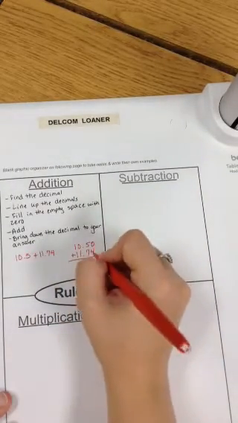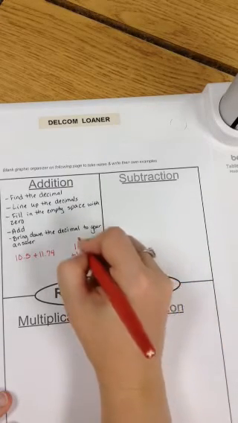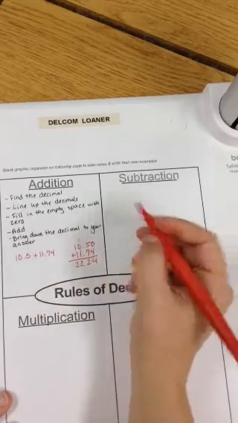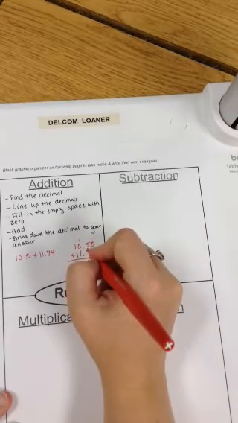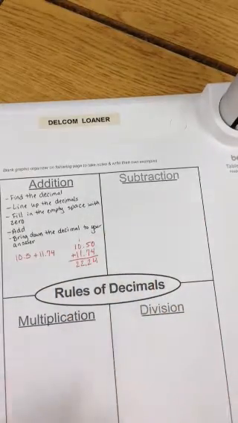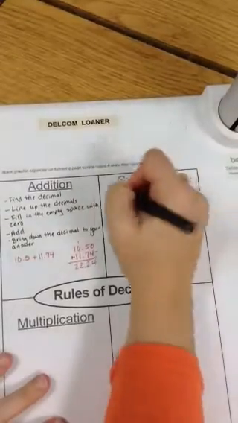Add as usual. 0 plus 4 is 4. 5 plus 7 is 12. 1 plus 0 plus 1 is 2. And 1 plus 1 is 2. And then the final step is to bring down the decimal to your answer. So the decimal goes right there. And your final answer is 22 24/100. Very similar rules for subtraction.